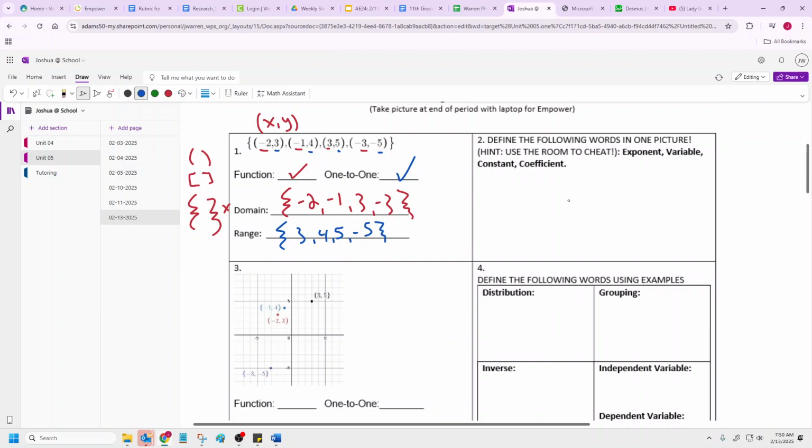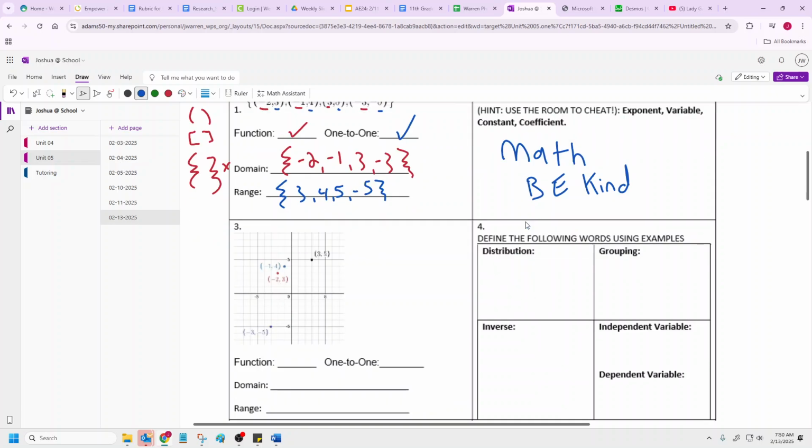Use the back of the room, y'all. Next to the math be kind sign, in the back of the room where it says math, and then it says be kind on my wall. These definitions have been on the wall. I'm not kidding, I think since August. So right there, we're using these words from now on. So make sure you have these.